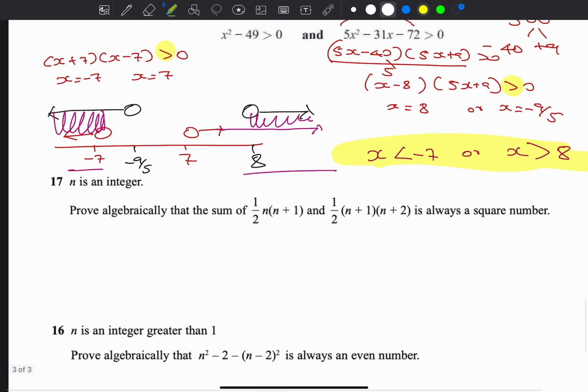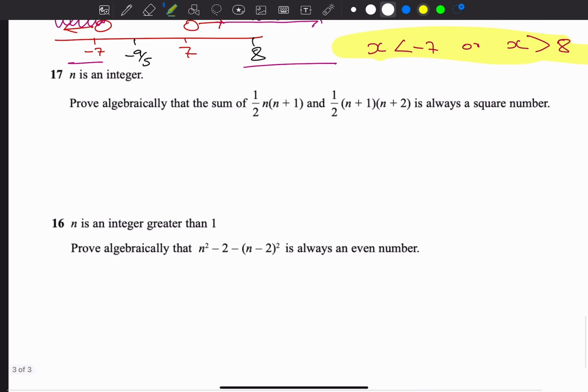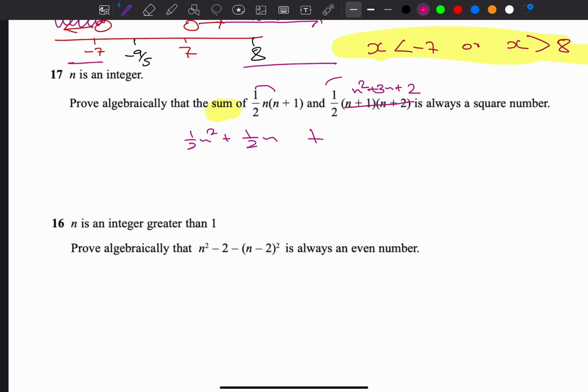The next one. Okay, I decided to put a couple of algebraic proofs as well, just for you to see. Prove that the sum is a square number. Sum means total, add. So let's expand this: a half n squared plus a half n(n + 2)(n + 1) gives n squared plus 2n plus 1n is 3n plus 2. If you multiply it, half n squared plus 3 over 2n plus half of 2 is 1. That will give you half n squared plus half n squared is 1n squared, and half n plus 3 over 2n gives you 2n plus 1.